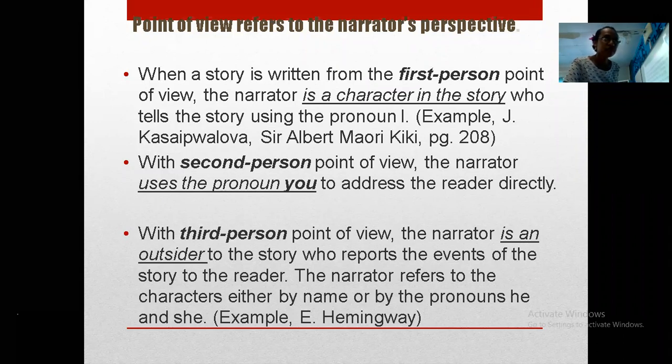Now, second person is not very common. It's not very popular. With the third person, the narrator is an outsider to the story who reports the events of the story to the reader. They refer to the characters either by name or by pronouns. And you read the text of Ernest Hemingway, A Clean Lighted Place.